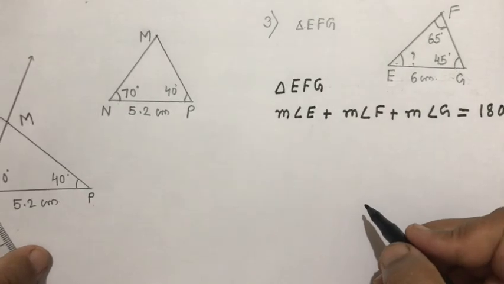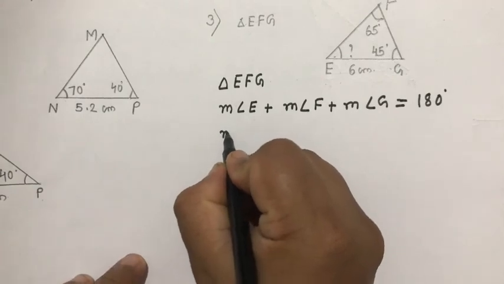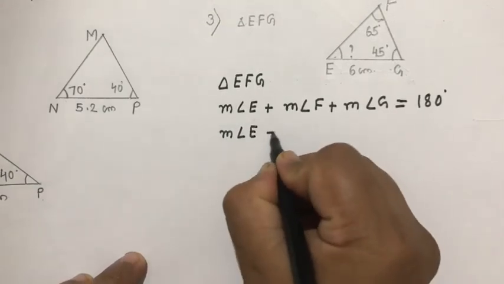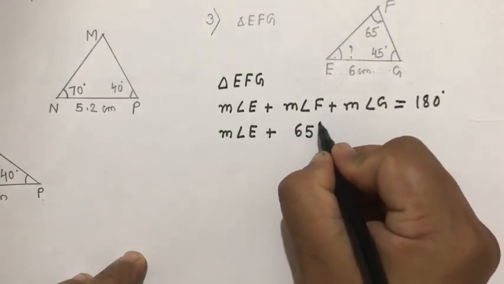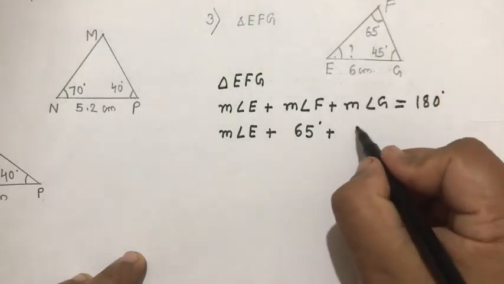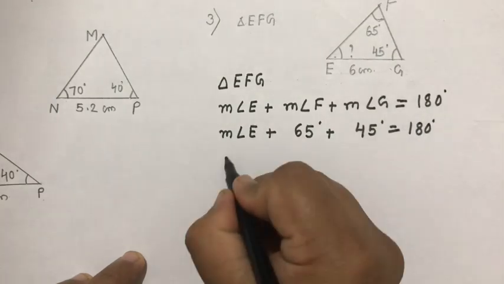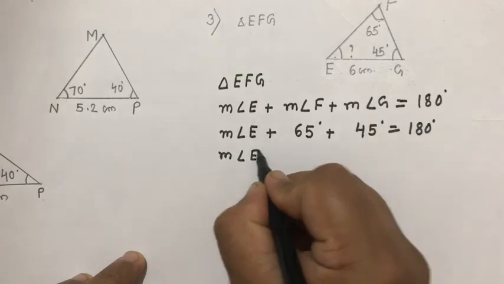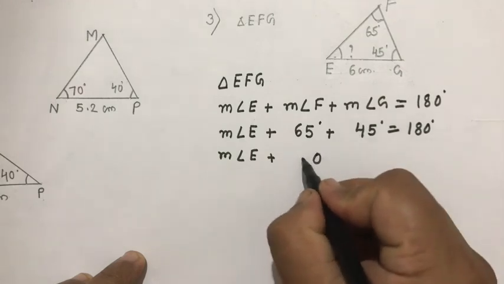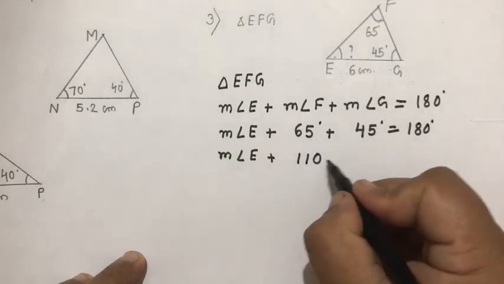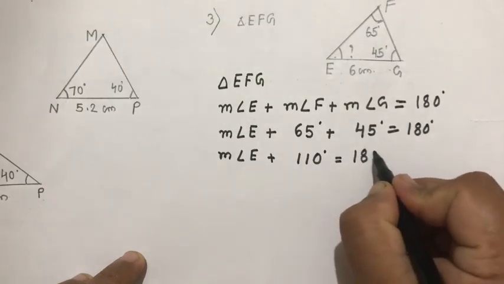Okay, now angle E is not given, so we will write angle E as it is. Measure of angle E plus measure of angle F, given 65 degree, plus measure of angle G, given 45 degree, is equal to 180. Measure of angle E plus 65 plus 45, that is 110 degree. So 110 degree is equal to 180.